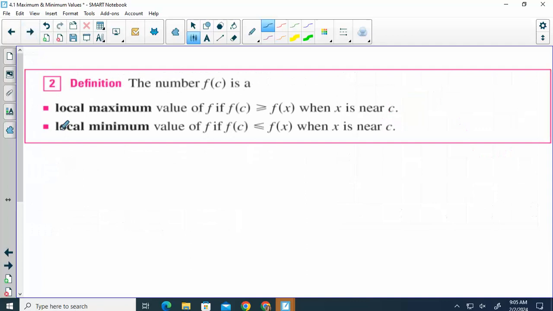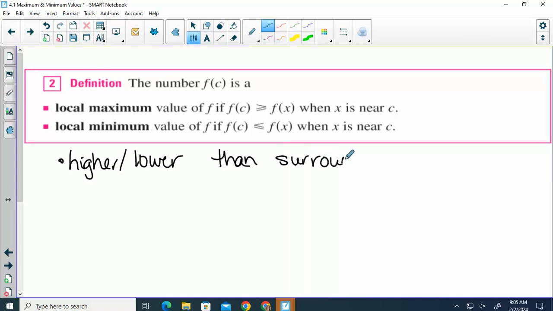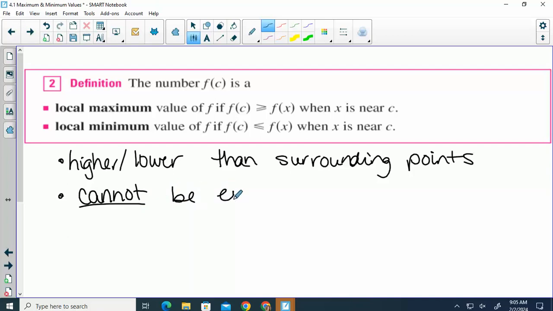On the flip side, local maxes and mins are just higher or lower than surrounding points. It doesn't have to be the entire graph, just the points around it. These cannot be endpoints, because if it's an endpoint, it doesn't have surrounding points on both sides. So that idea doesn't work.